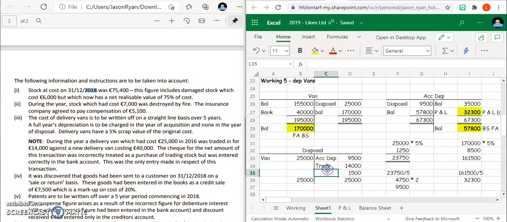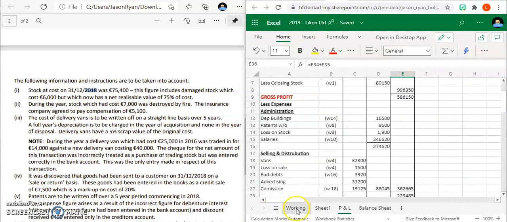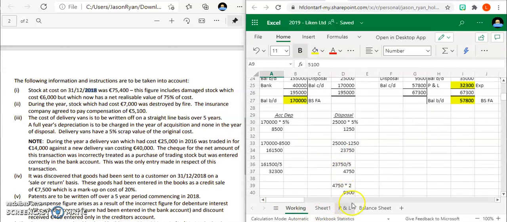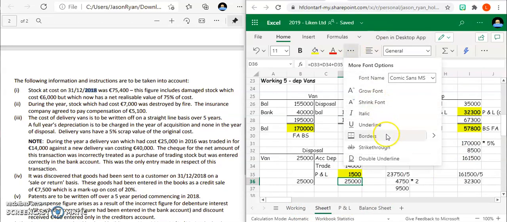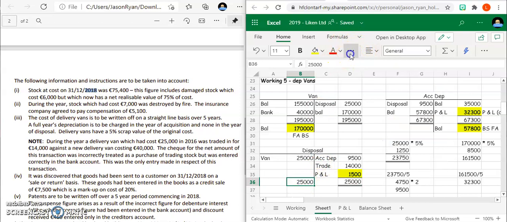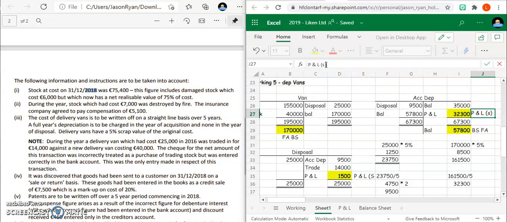So that 1,500 is going to be in your profit and loss. It's going to be underneath your selling and distribution. So that loss that we have there, that 1,500 goes underneath selling and distribution. So a little bit differently from what we've done previously in relation to this account. So selling and distribution, and the same up here as well. That should be selling and distribution as well. It's a little bit different.